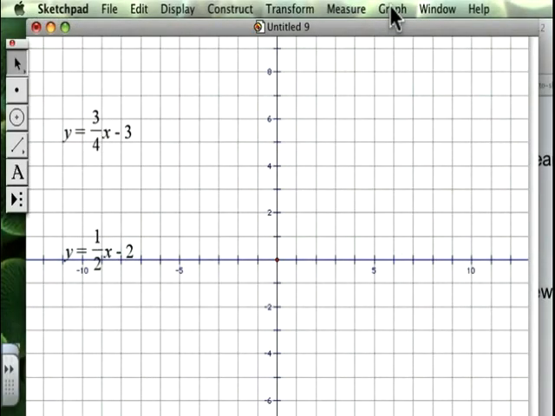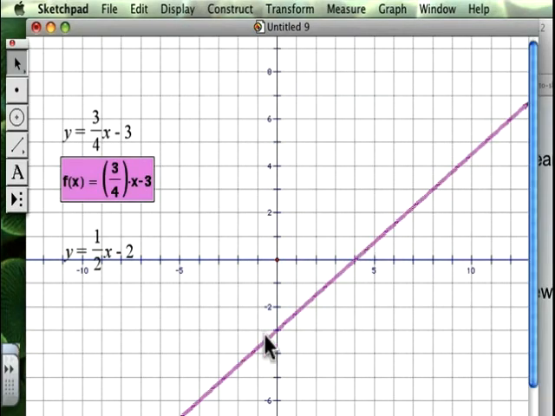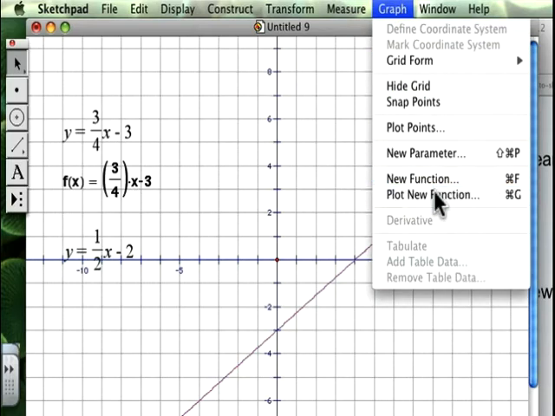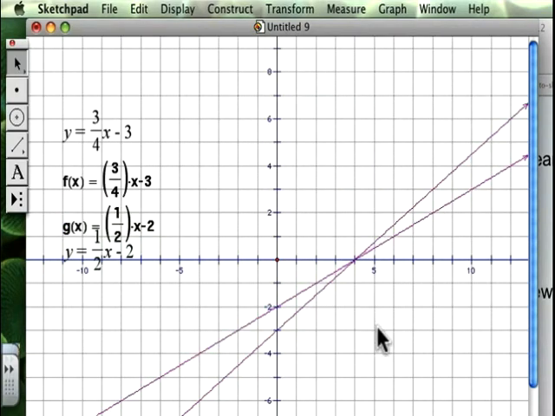So now when we plot these on a grid, the first equation is 3 divided by 4 times x minus 3. And we have our y-intercept at negative 3 and the slope of 3 over 4. Now if we plot the second one, it's going to be 1 divided by 2 times x minus 2. And so there's our graph.